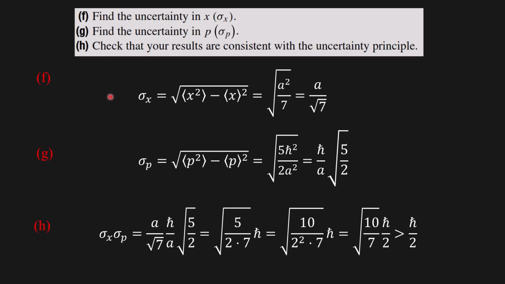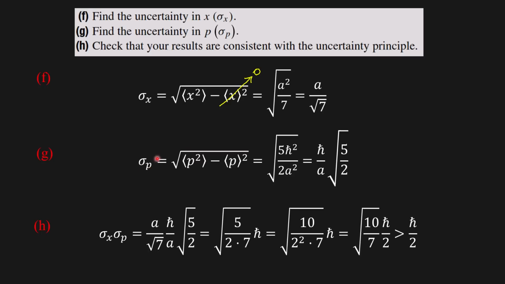Section F is find sigma x. By definition, it's equal to square root of expectation value of x squared minus expectation value of x whole square. This will be 0 because expectation value of x is 0. Then this will become square root of expectation value of x squared, which is a squared over 7. So if you take square root, a squared will become a, and square root of 7.